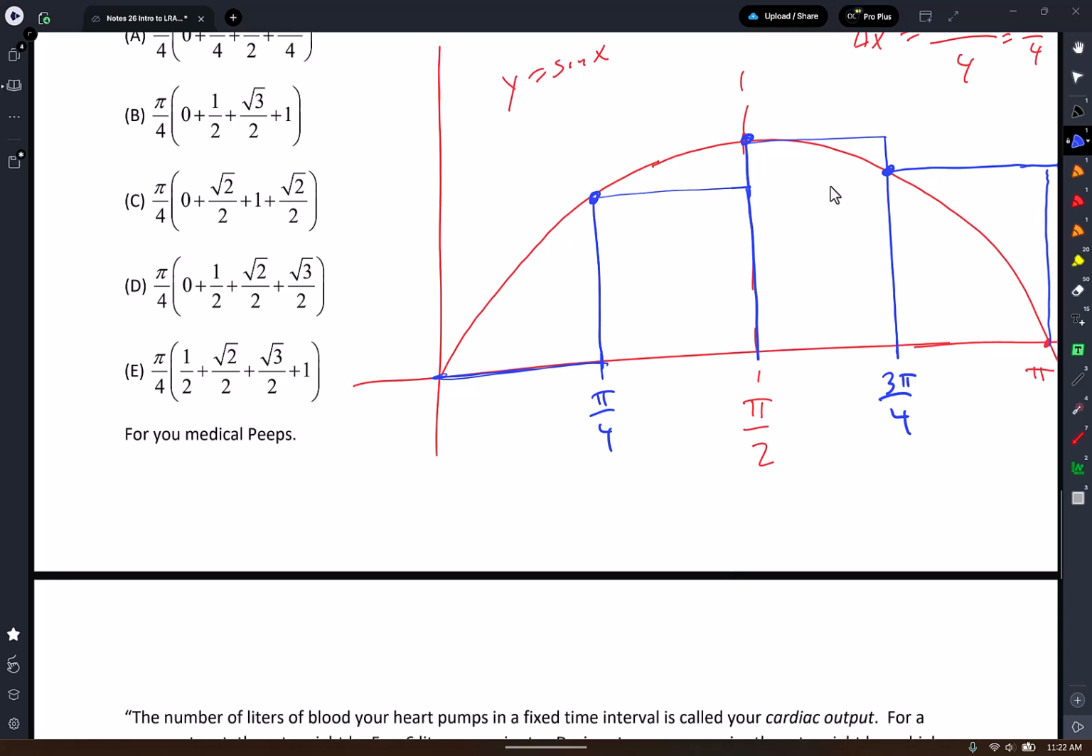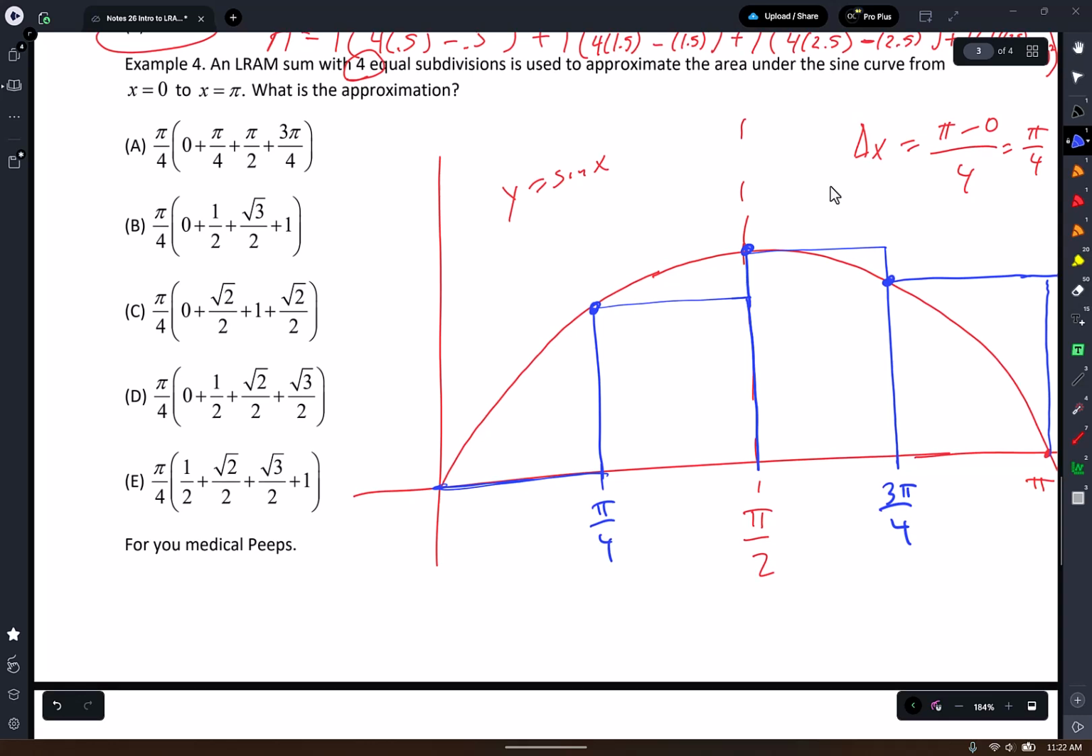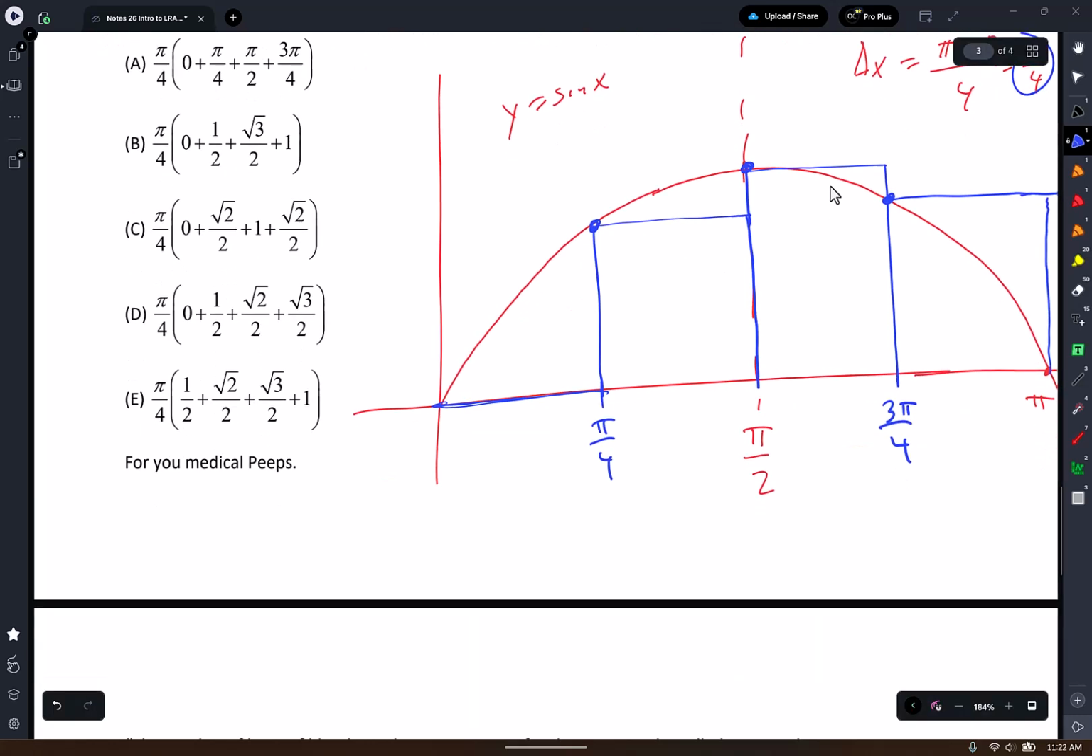How do I find area of a rectangle? Length times width, or width times, I'm gonna start saying width times height. Is that okay with you guys? Because this is width and this is height. Okay. The width of each rectangle is how much? Okay, pi over 4. And then what is sine of 0? Because sine of 0 will tell me my y value, right?